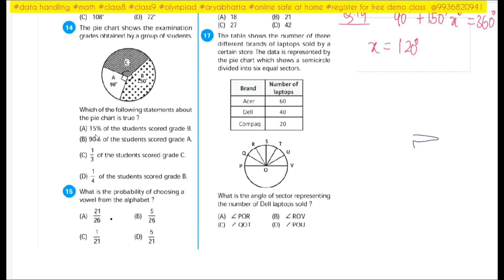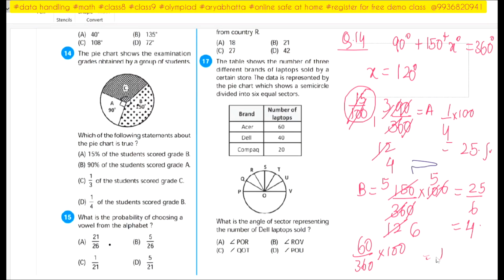Now see, they are saying that 15% of students scored grade B. How can I get it? So grade B means how much? 150. 15% of grade B means 15% of how much? 150 is the degree only, right? So how can I say that it is 15% or not? How can I say this?